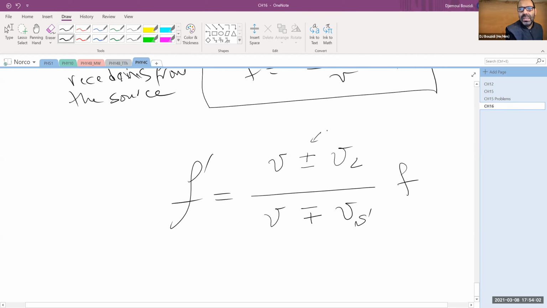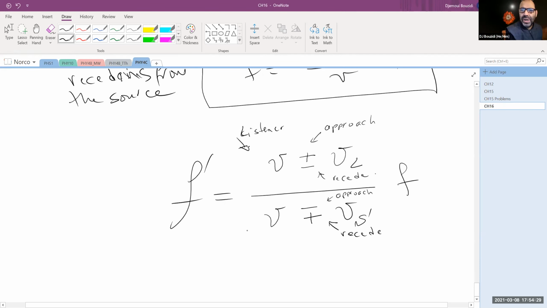So in here, the plus is approach, closer. The negative is recede. Here, it's approach. Here, it's recede. Okay? The numerator is listener. The denominator is source. I don't mean v. v is the same thing. v is the speed of sound, the speed of the wave.